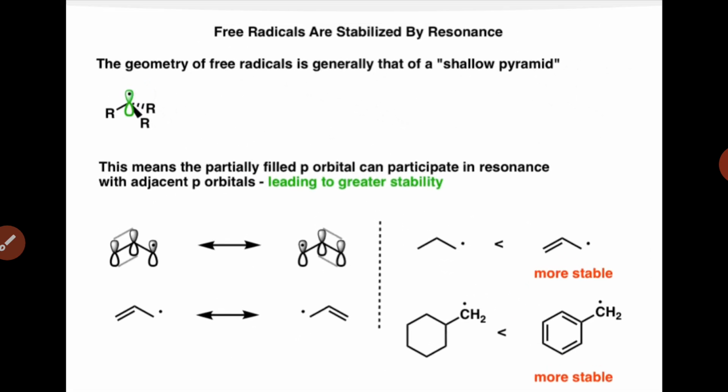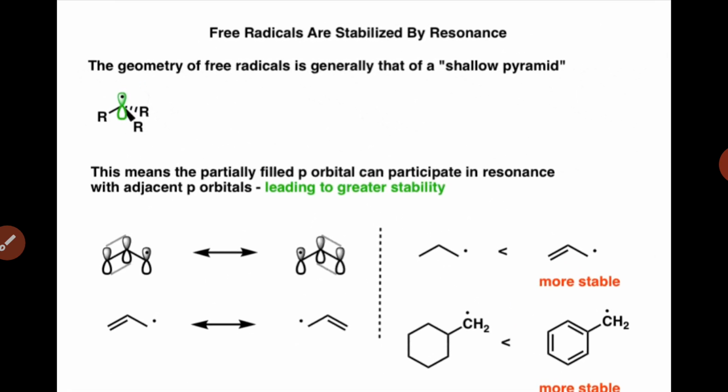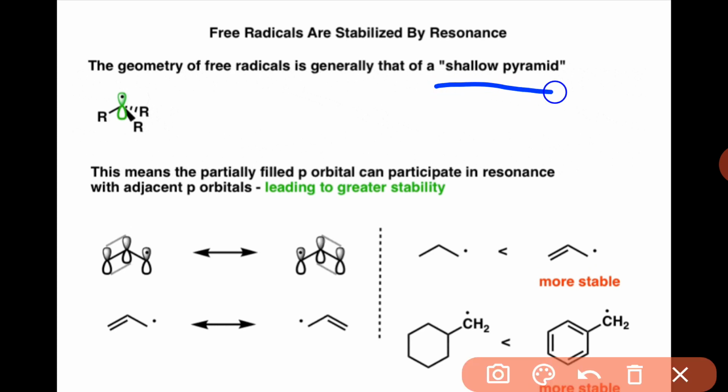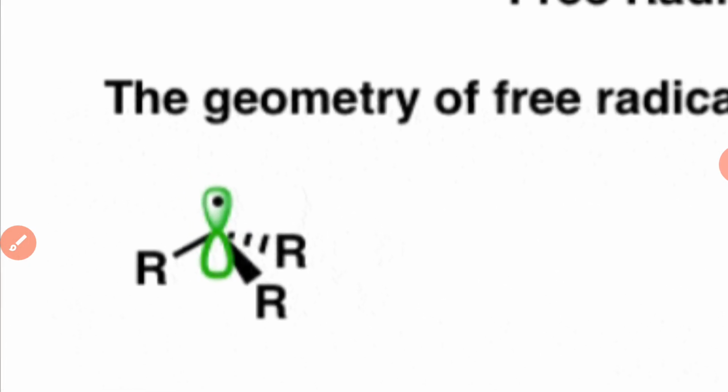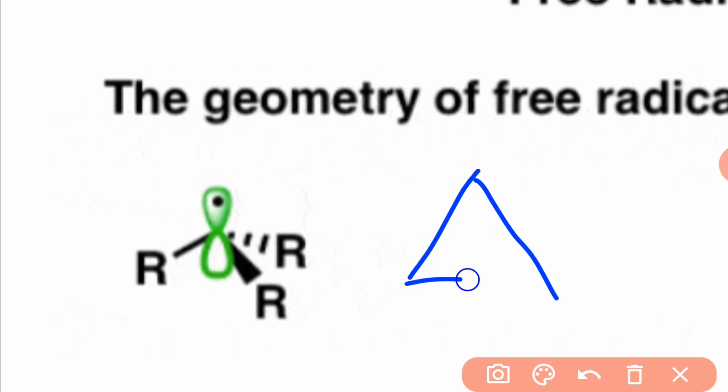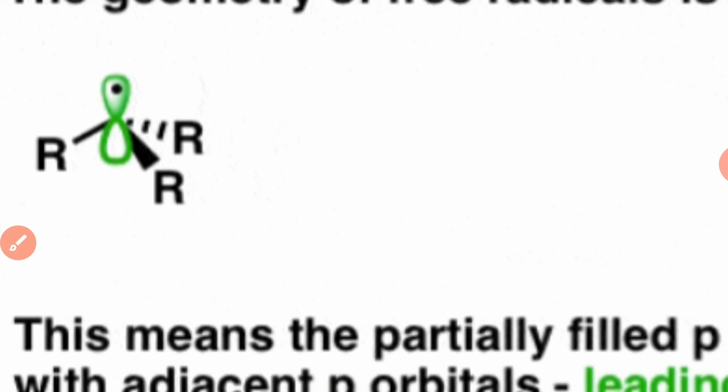Free radicals are stabilized by resonance. I told you that as carbocations are stabilized by resonance, free radicals are also stabilized by the resonance phenomenon. The geometry of a radical is generally considered a shallow pyramid. Let me zoom in, then you will see that this is a pyramid type of shape, but somewhat flattened. A pyramid is usually in that form. However, this is a pyramid kind of shape, but it is somewhat flattened because of the presence of the free radical.